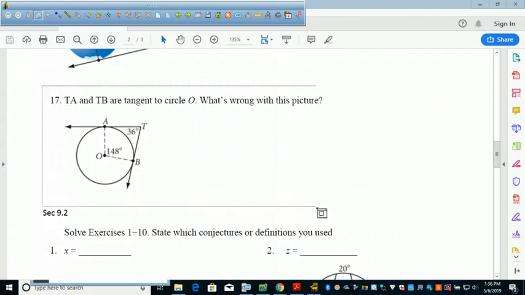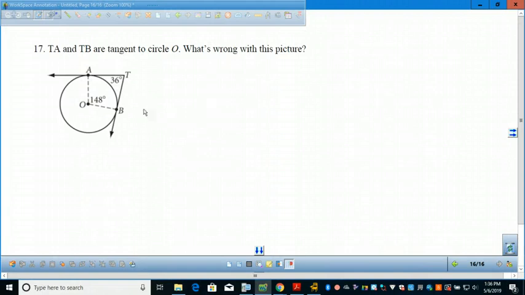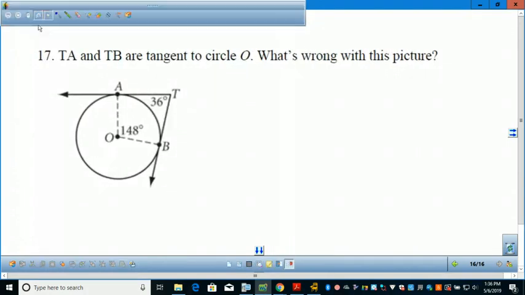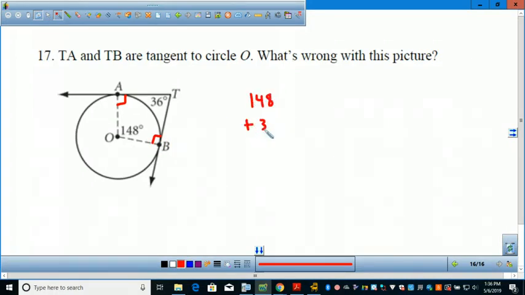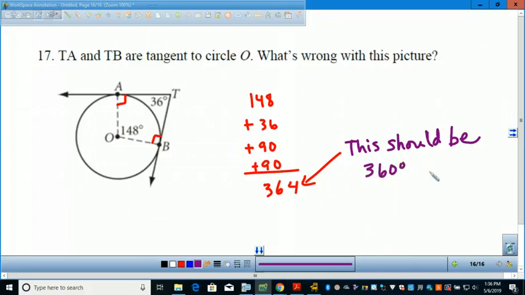Okay, analyze 17, figure out what's wrong with the picture. If A and B are 90, then we need 360. Right, so this is 90, this is 90, so add this up: 148 plus 36 plus 90 plus 90, and what do you get? 360. So this should be what? 360. Right. So the picture is wrong.